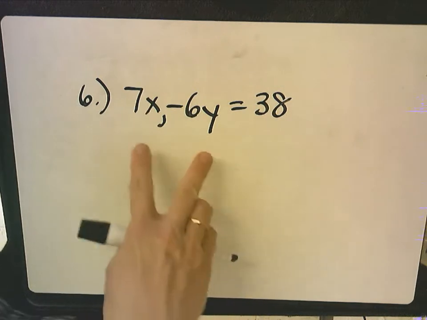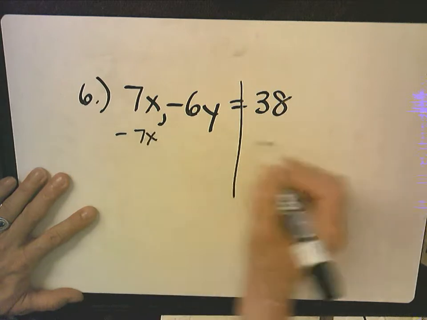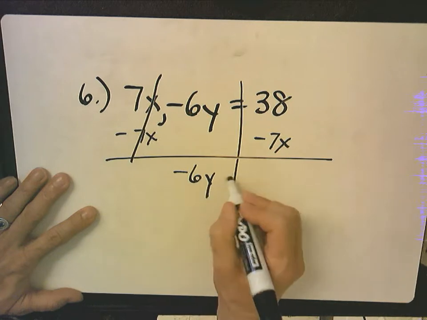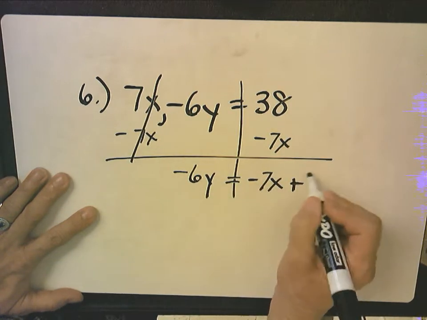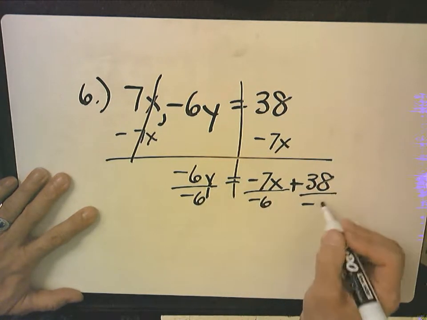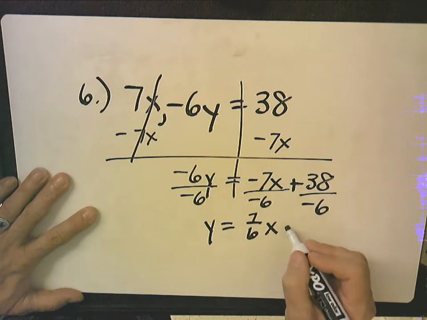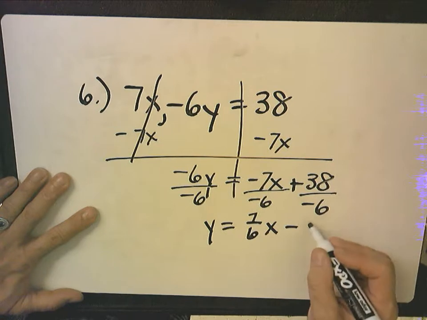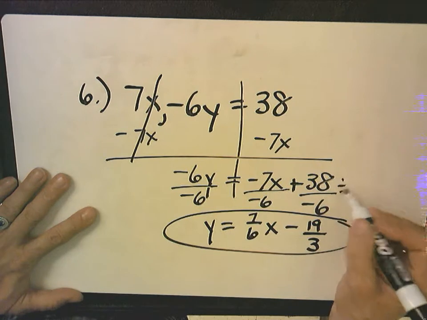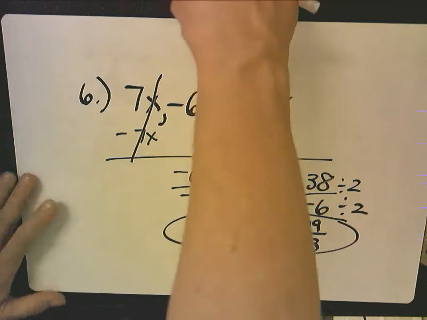I have two terms on the left, a 7x and a negative 6y. I want to get rid of the 7x, so I subtract. That zeroes out. Negative 6y equals negative 7x plus 38. Divide by negative 6, divide by negative 6, divide by negative 6. Y equals positive 7/6 x minus 19 over 3. I divided this by 2 and this by 2. And it's okay to leave the improper fraction.